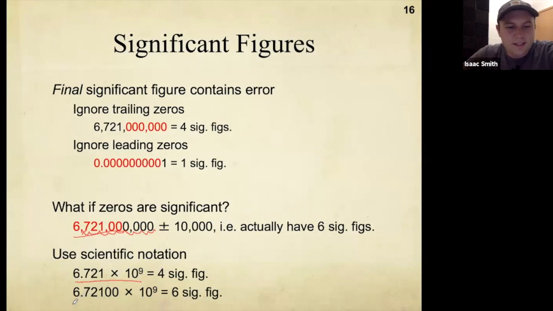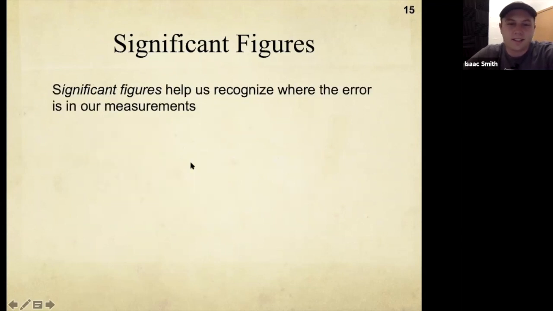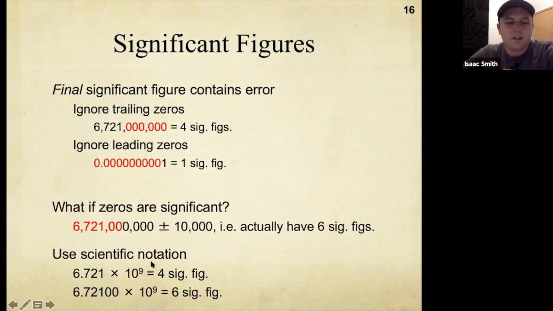So in this case, the 6, the 7, the 6, the 7, the 2, and the 1 are all significant because they're non-zeros. And then these 2 zeros are significant because, I'll go all the way back here, any zero following a decimal and a significant figure is significant. So these zeros follow a decimal and they also follow a significant figure, so they are significant. So that gives us 6 significant figures.